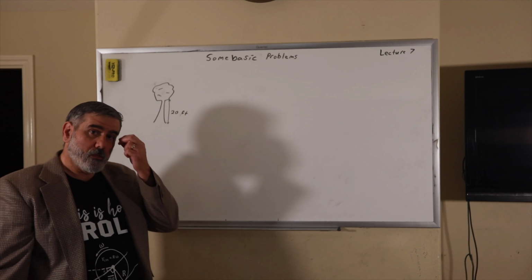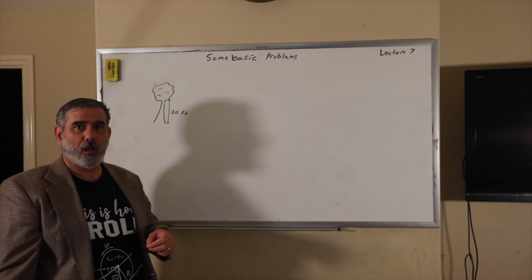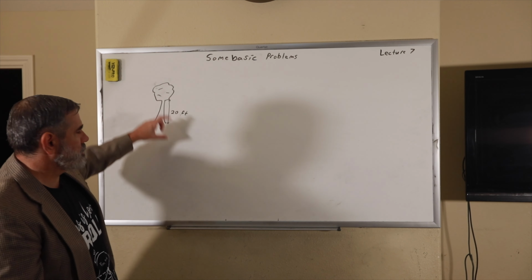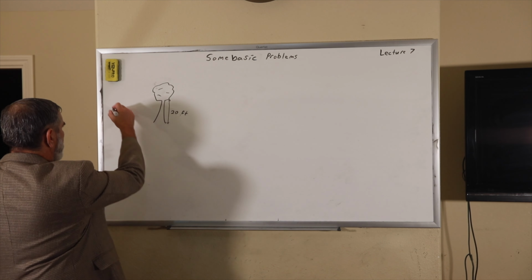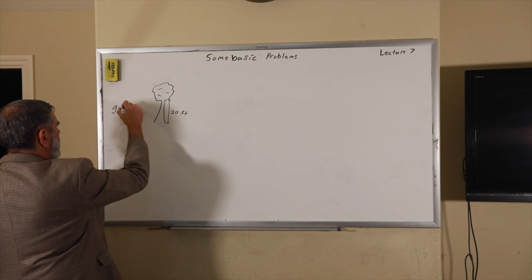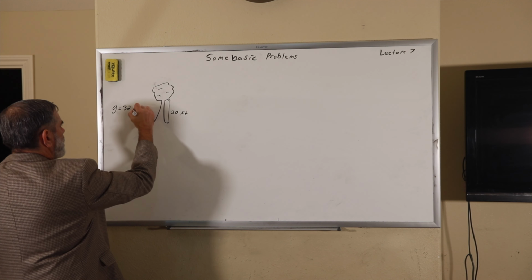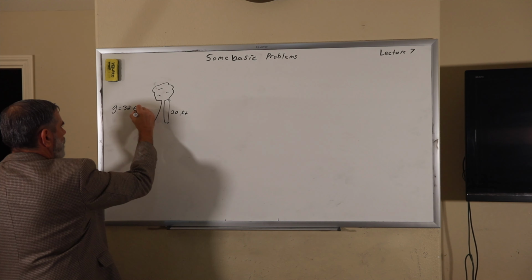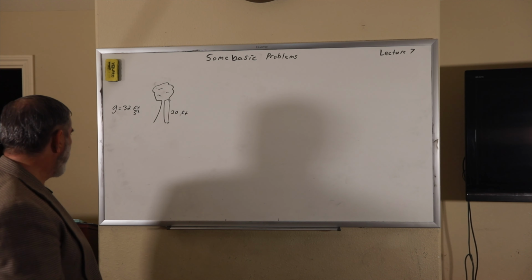Now we're going to use feet per second squared for the acceleration, the constant acceleration due to Earth, and that turns out g, if you use it in feet per second squared, is 32 feet per second squared. So we'll put that up there. We'll need to know that.